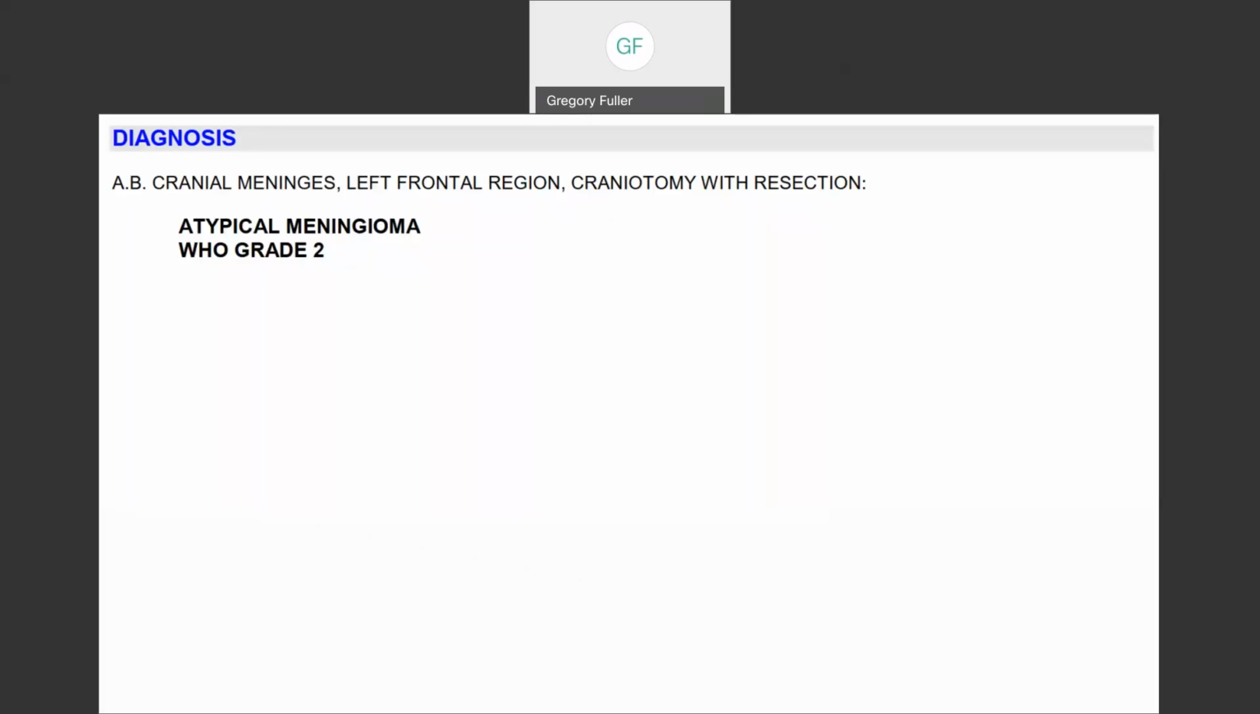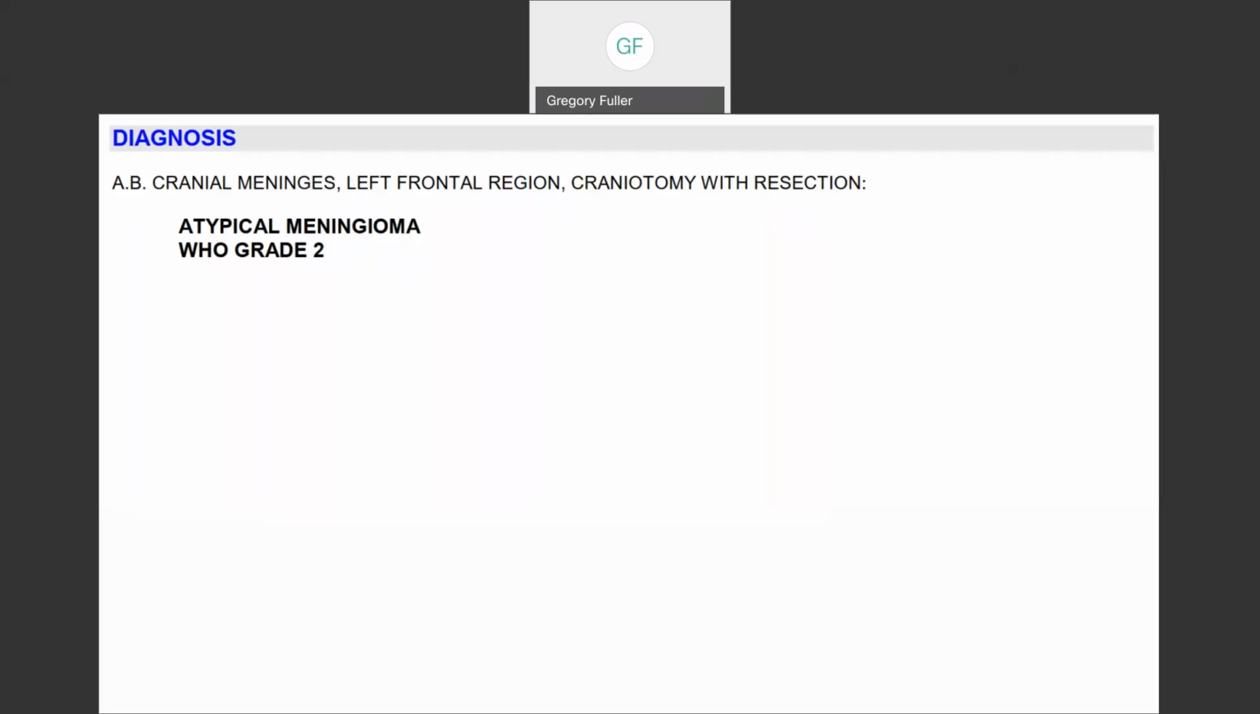Okay, what would have helped immensely for us not to fall into the trap? In this particular case, this was my case, and when I went up to do the frozen on this case, do you think I was even thinking WHO grade 1 meningioma? I wasn't even thinking meningioma. Why?